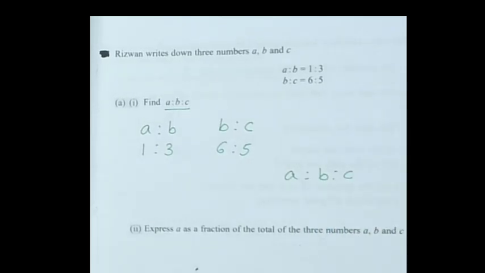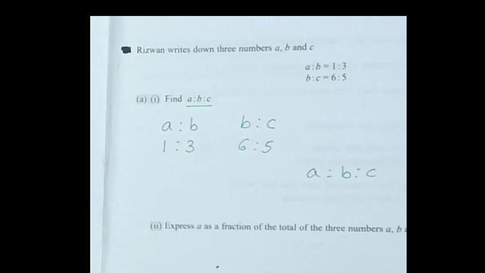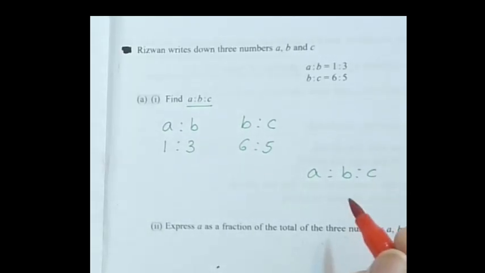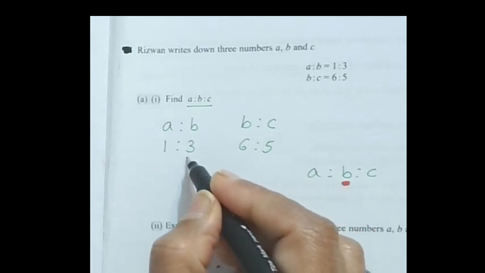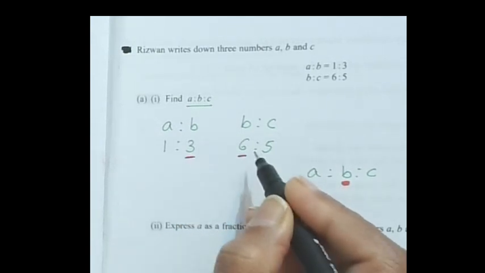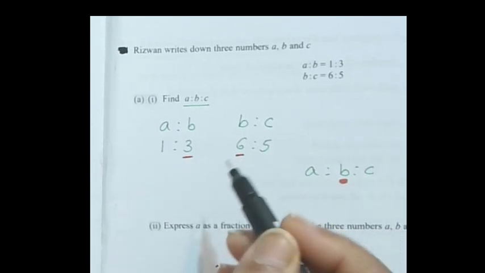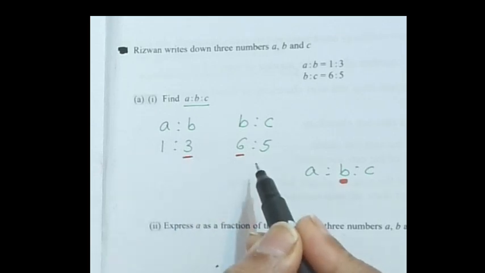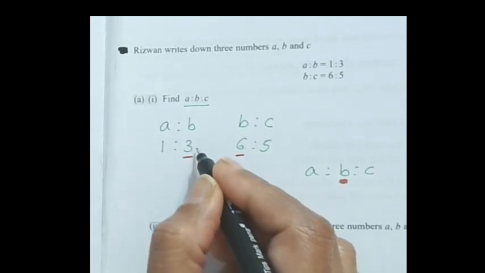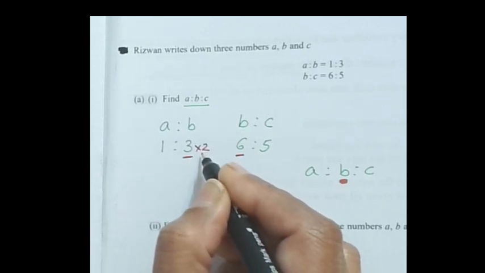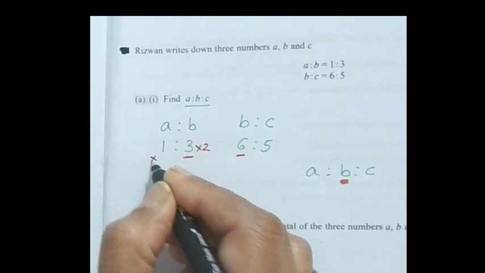So now we are looking to combine B. So you have B here, you have B here. You need to combine them now. So you're going to see how you can make 3 into 6. So how many 3 can make 6? 2. So you will do times 2 here. Whatever you do here, you do with the A. Times 2 here.